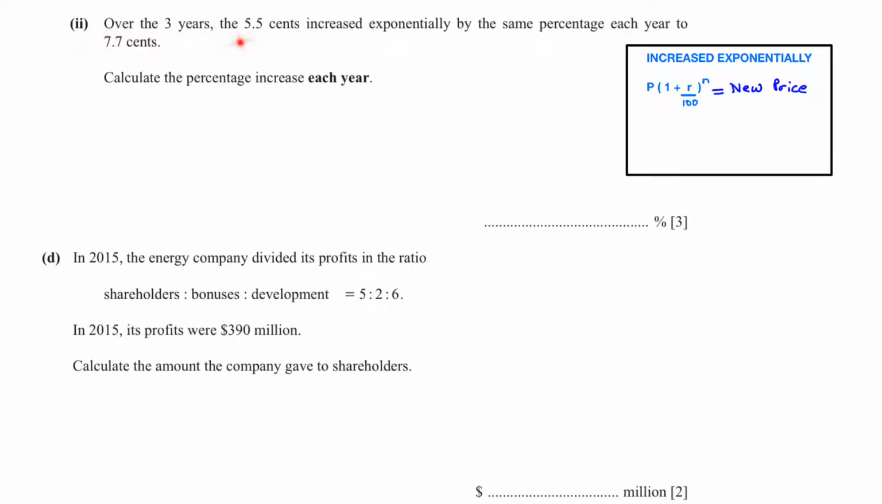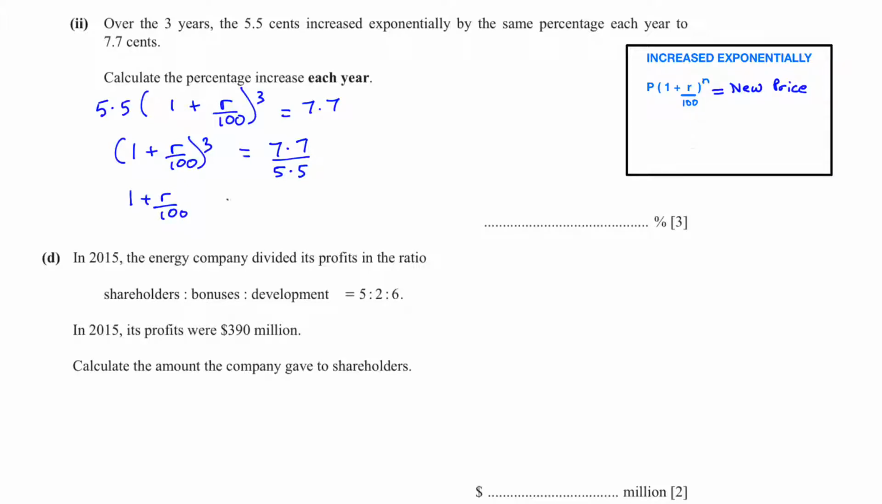C2. Over the 3 years, the 5.5 cents increased exponentially by the same percentage each year to 7.7 cents. Calculate the percentage increase each year. This is the same formula we are going to use, but we have to find the R now. So we can write 5.5 was just starting. 1 plus r over 100 to the power of 3. N is 3. The new price is 7.7. Therefore, 1 plus r over 100 to the power of 3 is equal to 7.7 divided by 5.5. This answer, whatever you get, we will cube root it.